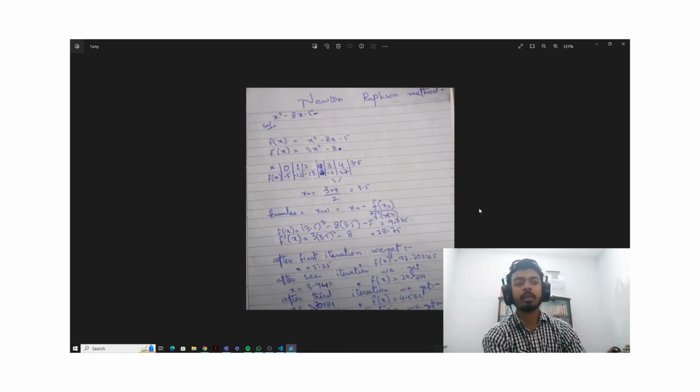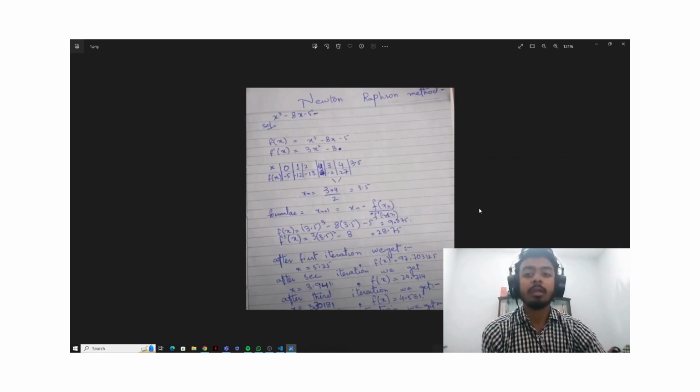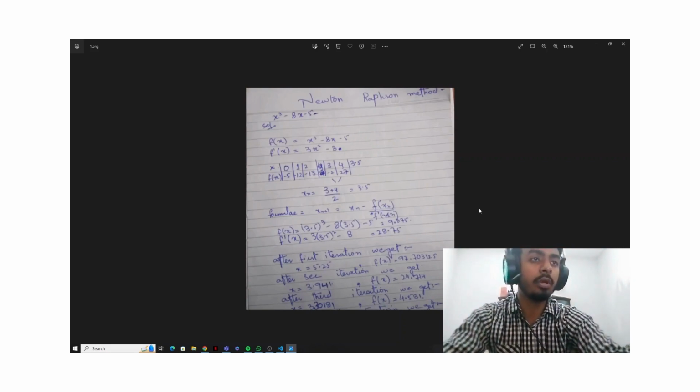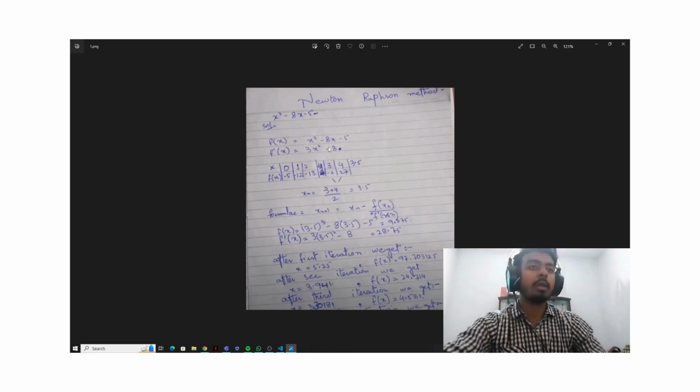So let's dig into the solution first. As you guys can see, we have the equation f(x) is equal to x cube minus 8x minus 5, and we have to find the root of this. As you know, the formula is x(n+1) is equal to x(n) minus f(x(n)) upon f derivative of x(n). So we have to find the first derivative of the equation. We have taken 3x square minus 8 as our first derivative.